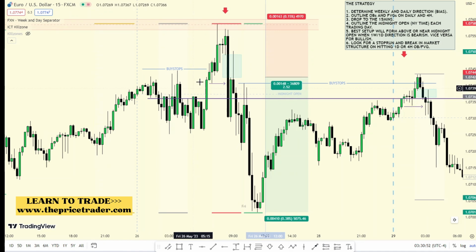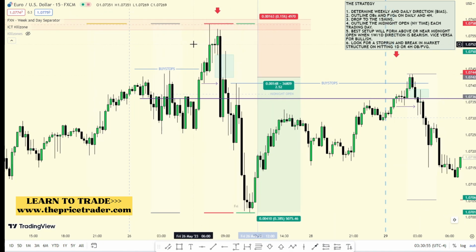You want to see the market come above midnight open, but it's not just coming above midnight open. You also want to see it take out buy stops, buy side liquidity within that intraday, within this day. You want to see it take out buy stops, and you also want to see it either hit a daily imbalance or order block or a 4-hour imbalance or order block. So in this example, we have this daily imbalance which was hit. So as you can see, the market came and hit that imbalance and it took out buy stops.